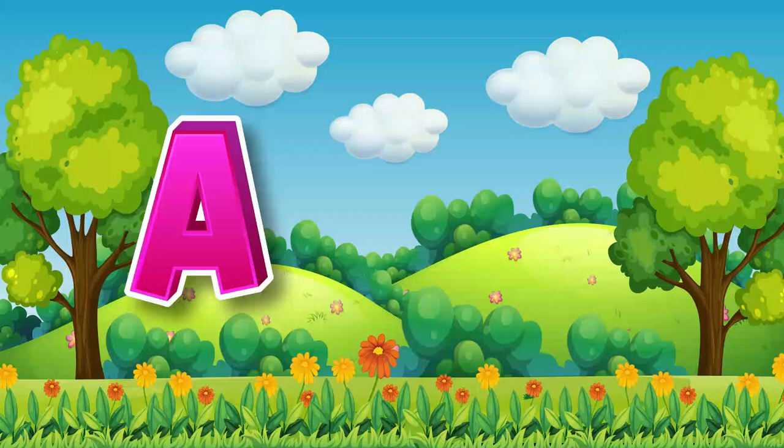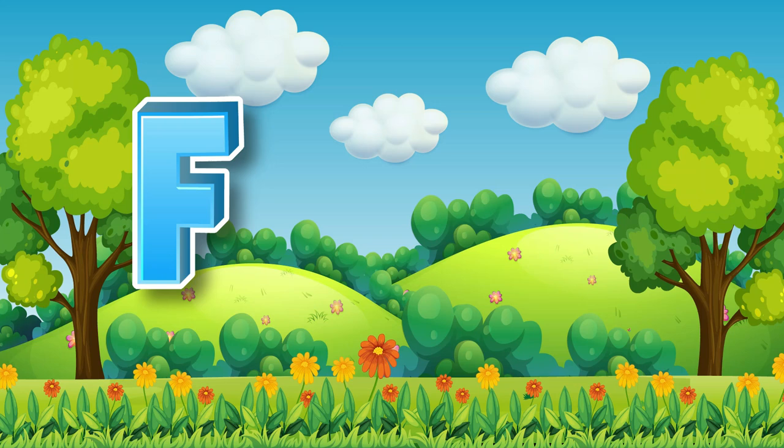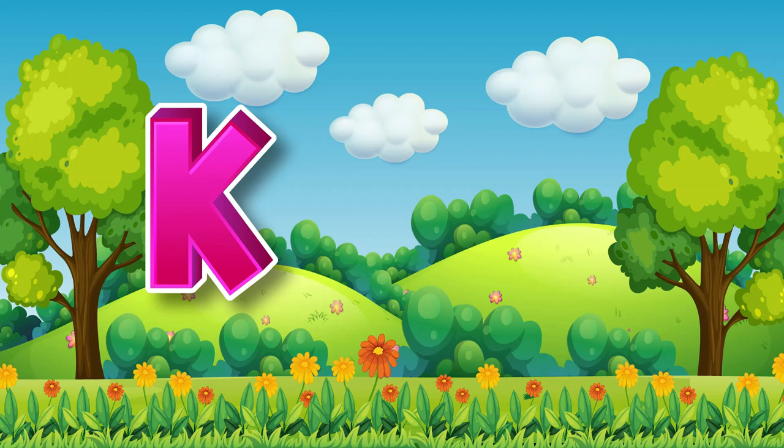A for Apple. B for Ball. C for Cat. D for Dog. E for Elephant. F for Fish. G for Grapes. H for House. I for Ice Cream. J for Jug. K for Kite.